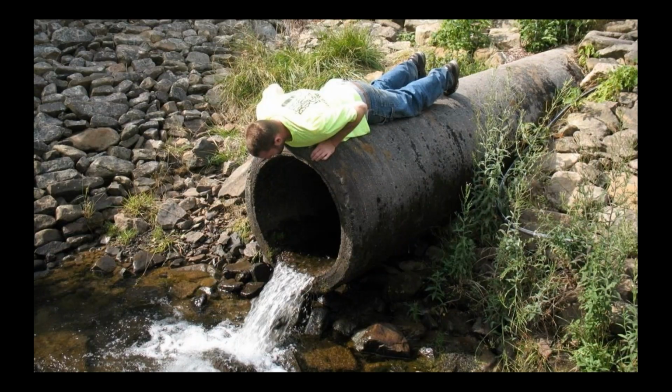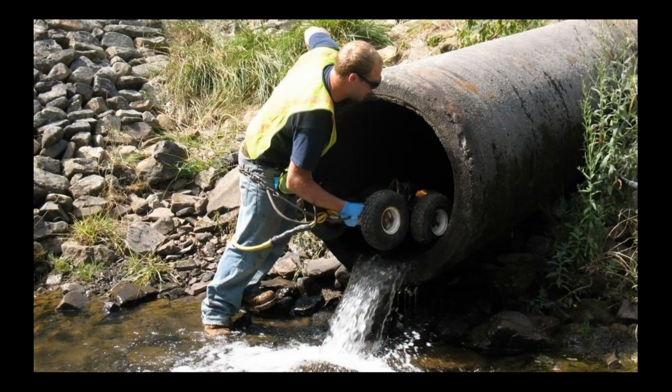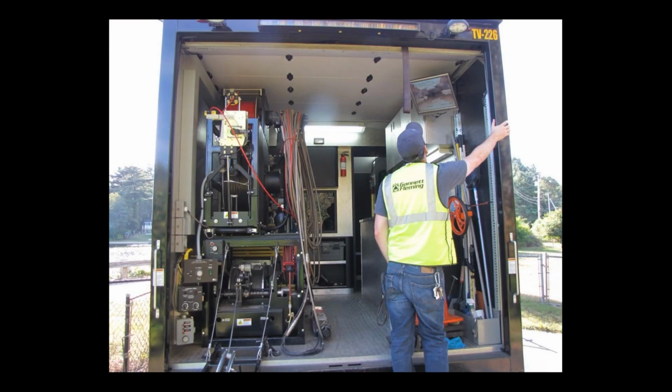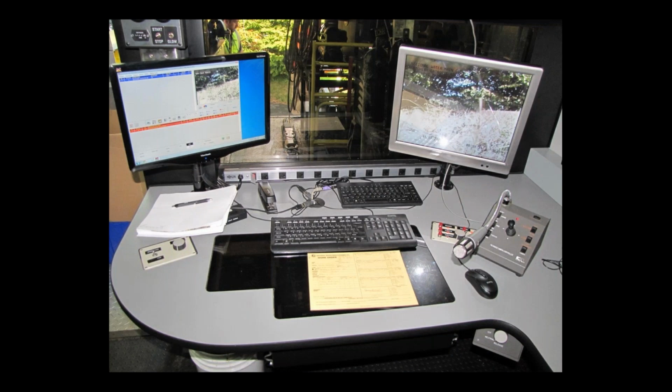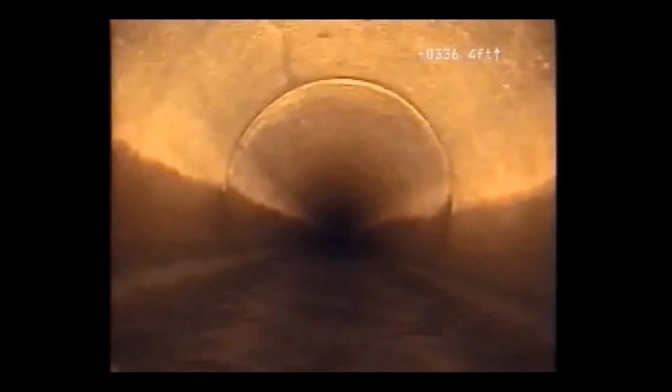And the best way to inspect them is with some kind of remotely operated vehicle. You can see this gentleman is inserting one here. That vehicle is connected with a cable to the surface of the dam. Here we have a mobile unit, and there's an office built into the back of it so that the operator can create a video of the inspection. Here's just a short video clip of what that might look like.